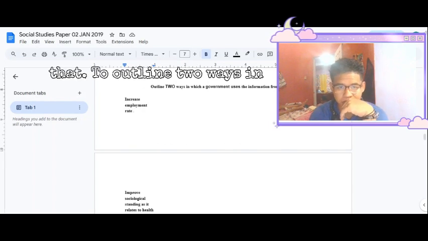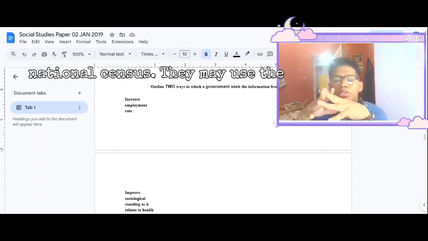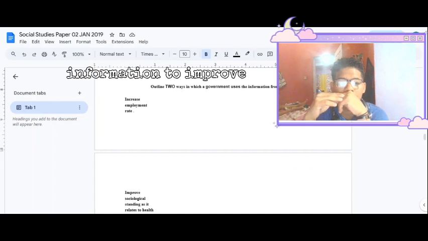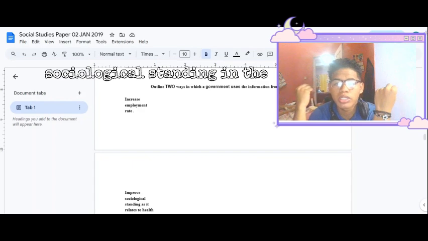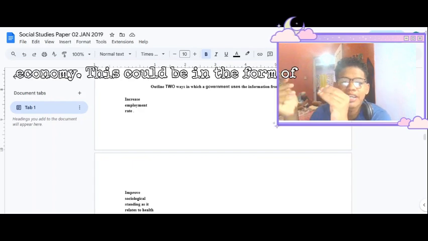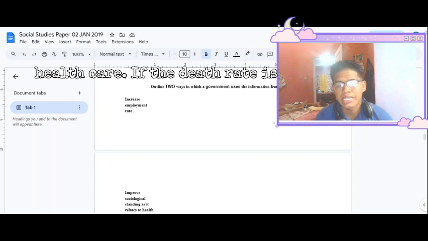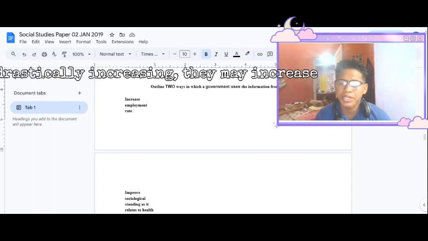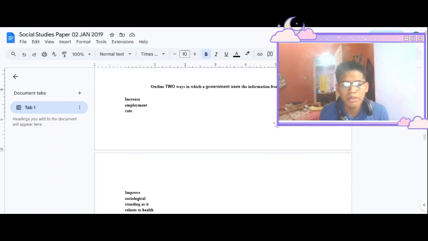It's outlining 2 ways in which government use information from a national census. They may use the information to improve sociological standing in the economy. This could be in the form of healthcare. If the death rate is drastically increasing, they may increase their sociological standing.